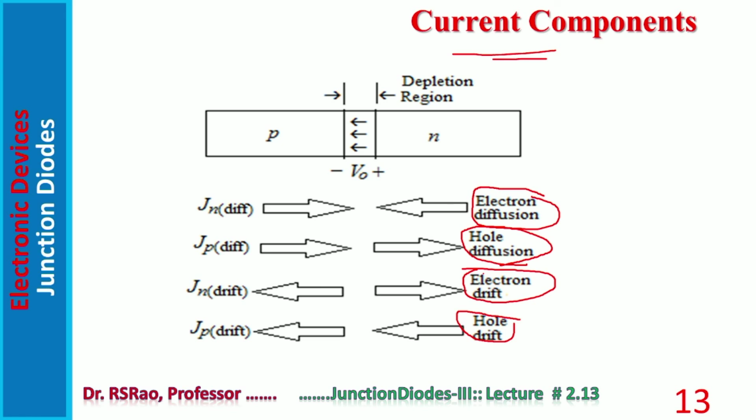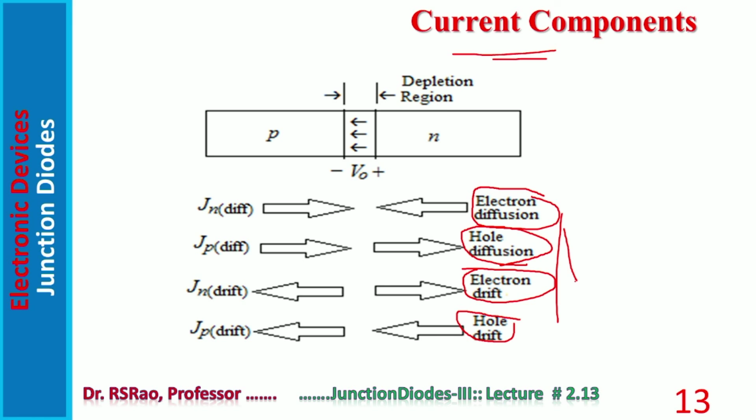These diffusion and drifts give rise to conventional currents. Electron diffusion results in conventional current from P to N side. Hole diffusion results in conventional current from P to N side. Electron drift results in a conventional current from N to P side. Hole drift results in a conventional current from N to P side. Some more points regarding these currents we consider in the next slide.